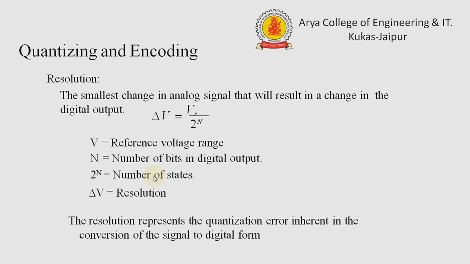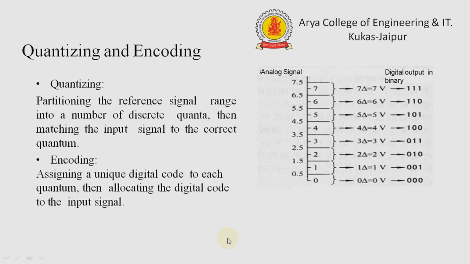So now the quantization and encoding. Here for quantizing there is a term defined, known as resolution. The smallest change in analog signal that will result in a change in the digital output is known as resolution, and this resolution is shown by this formula: delta V equals VR by 2^N, where VR is the reference voltage range, N is the number of digital output bits, 2^N is the number of states, and delta V is the resolution. So the resolution represents the quantization error inherent in the conversion of signal to digital form.